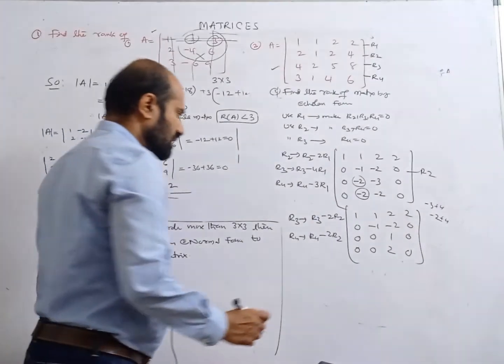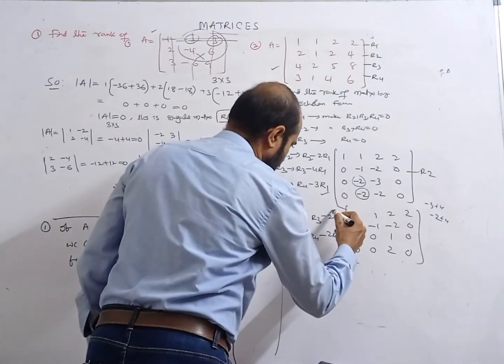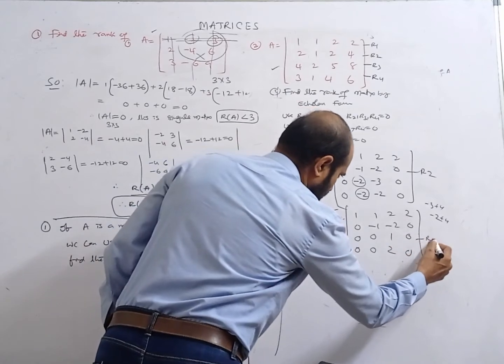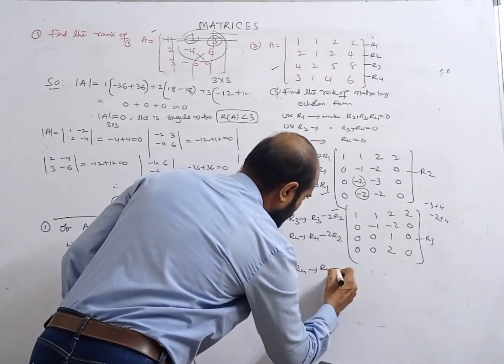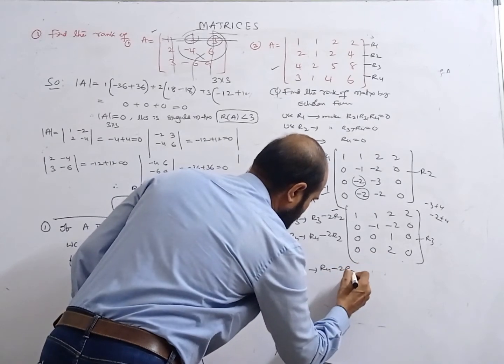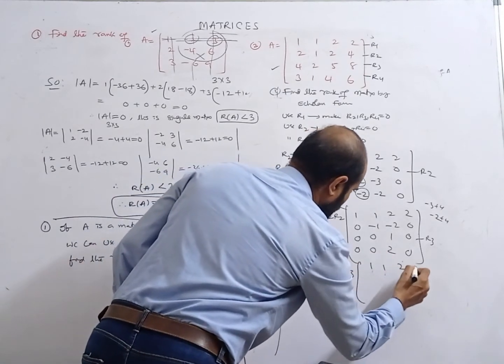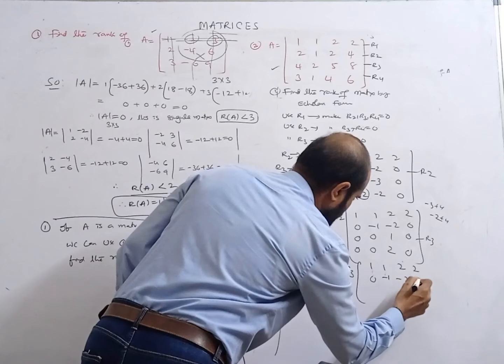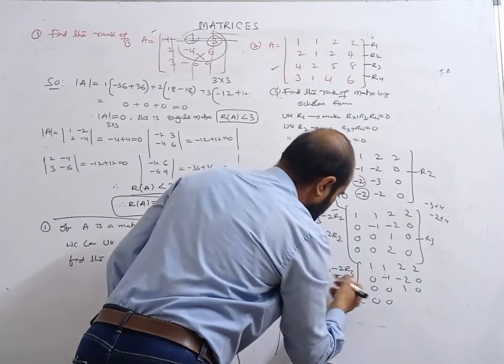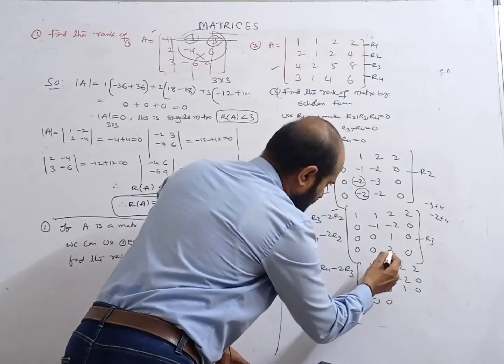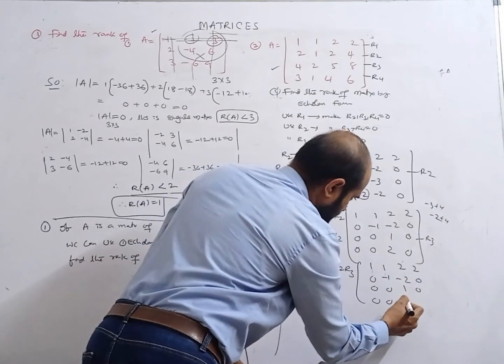Now I have already used R1 and R2. Next I want to use the R3 row and make R4 zero. Then R4 becomes R4 minus 2R3. So the rows are 1 1 2 2, 0 minus 1 minus 2 0, 0 0 1 0, and R4 minus 2R3 gives 0 0 0 0.